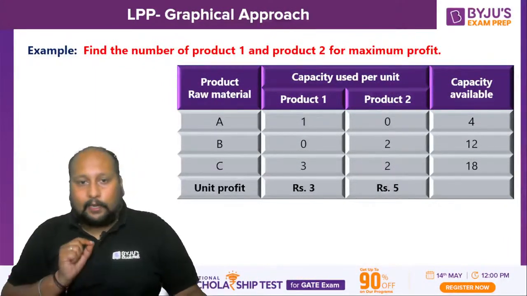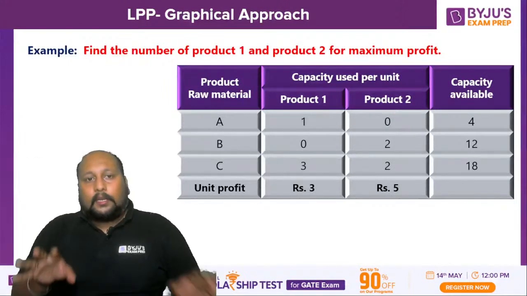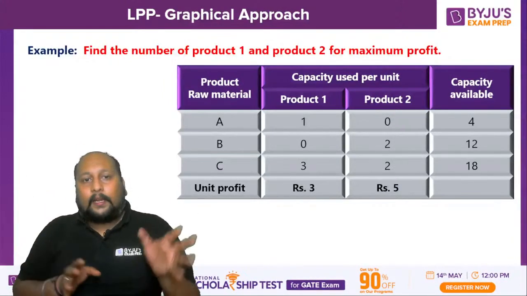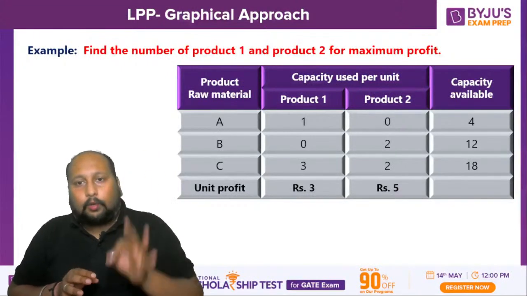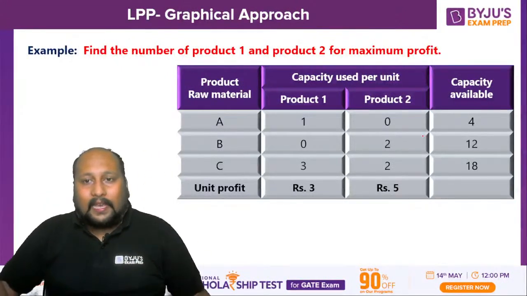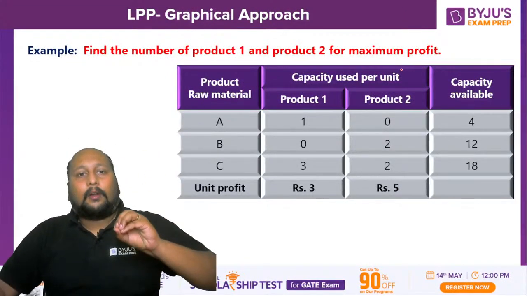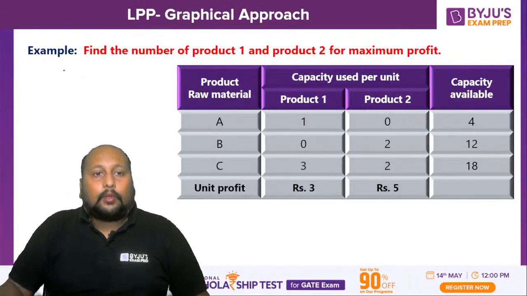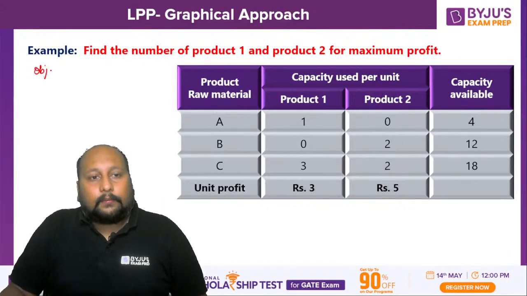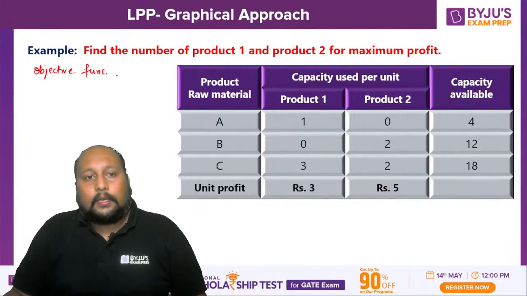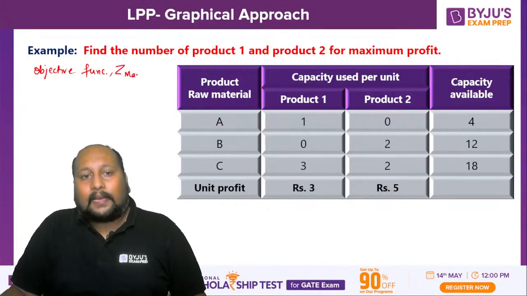So now let's take an example, formulate one LPP, and then use the graphical approach. Let us suppose we have to calculate the number of product 1 and product 2 for maximizing the profit. Maximum profit means we are talking about a maximization problem. So here the objective function Z is what you need to maximize.